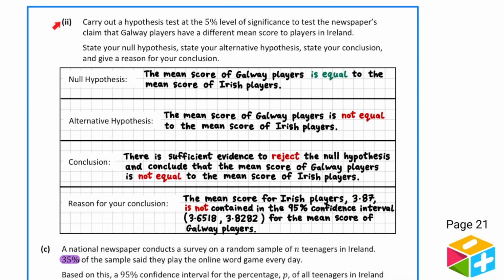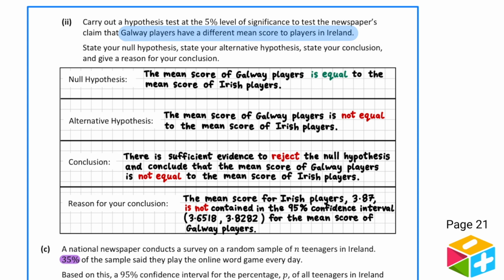In part BII, we must carry out a hypothesis test at a 5% level of significance to test the newspaper's claim. There's 4 things that we're prompted to do: state the null hypothesis, the alternative hypothesis, state our conclusion, and also justify the reason for our conclusion. Well, the newspaper's claim is that Galway players have a different mean score to players in Ireland. So we're interested in comparing the score of Galway players versus the overall average of all Irish players.